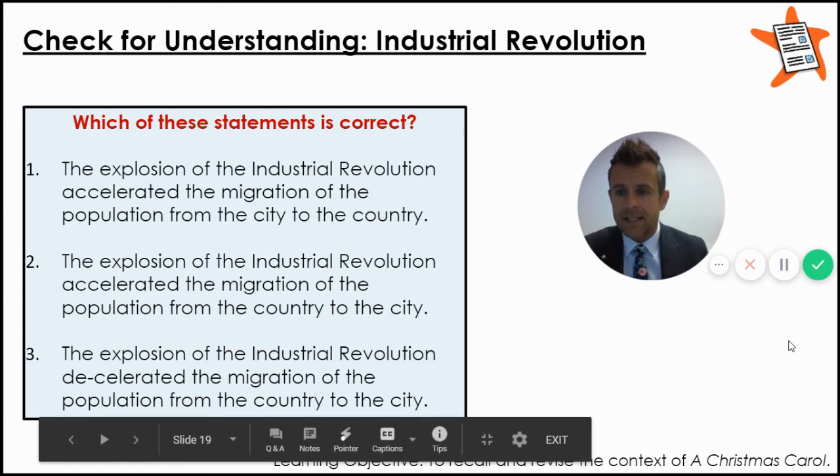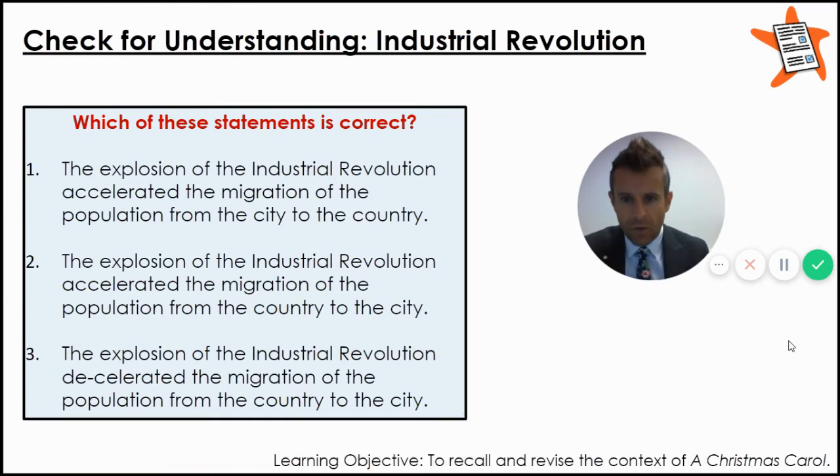Quick check for understanding then. Which of these statements is correct about the Industrial Revolution? Number 1, the explosion of the Industrial Revolution accelerated the migration of the population from the city to the country? Number 2, the explosion of the Industrial Revolution accelerated the migration of the population from the country to the city? Or number 3, the explosion of the Industrial Revolution decelerated the migration of the population from the country to the city? So is that number 1? Is it number 2? Is it number 3? You've got about 5 seconds thinking time.